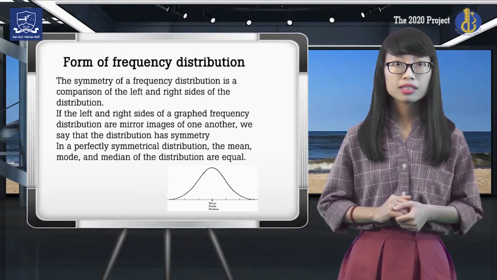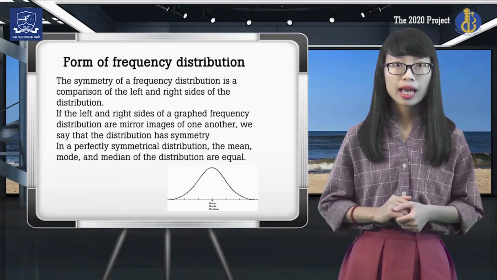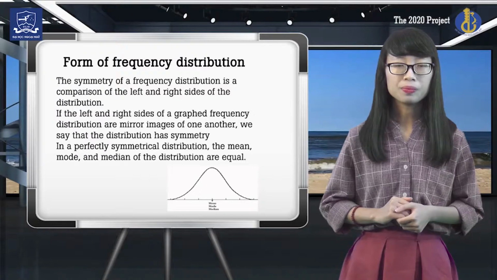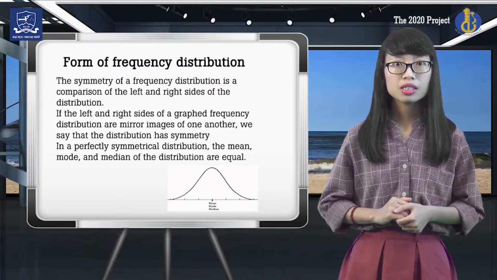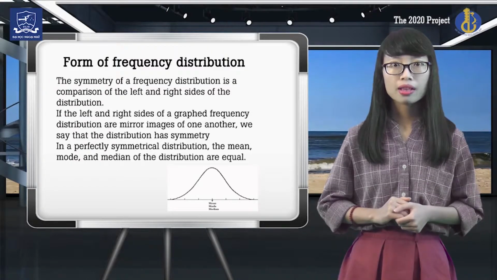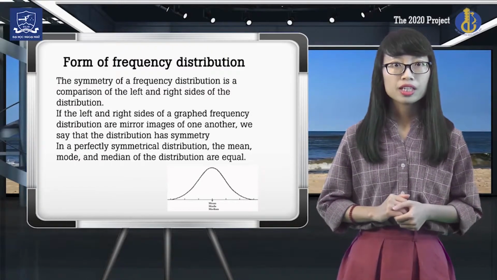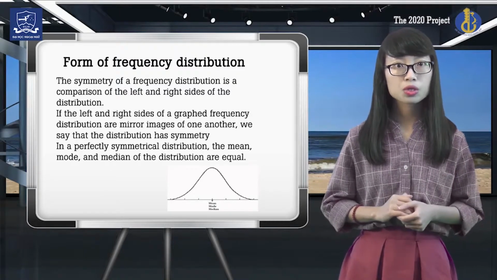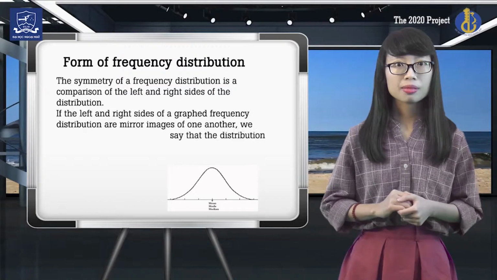In a perfectly symmetrical distribution, the mean, the mode, and the median are equal. However, distributions in real life are rarely exactly symmetrical. Therefore, if a distribution is close to being symmetrical, we may still label it as symmetrical.